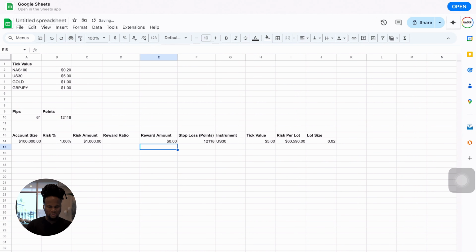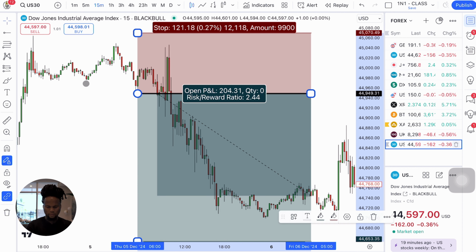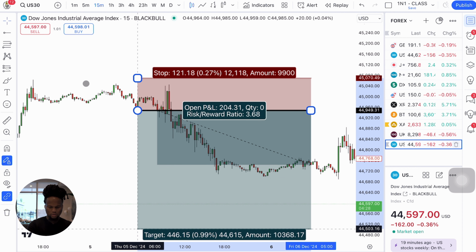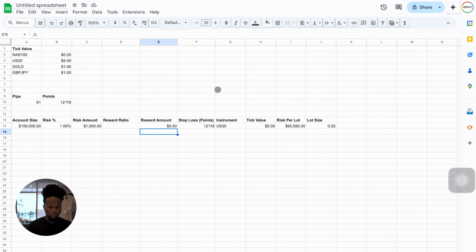So the reward ratio is gonna be like, for example, 3.17, right? So put it at 3.17. 3.17 is going to be $3,170. So you're using this 0.02 lot size to make $3,170, right?